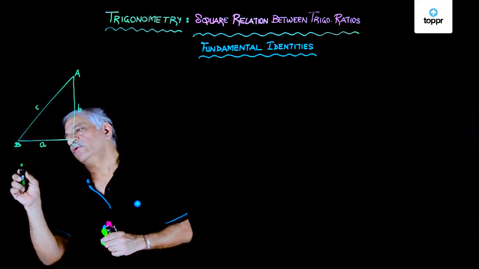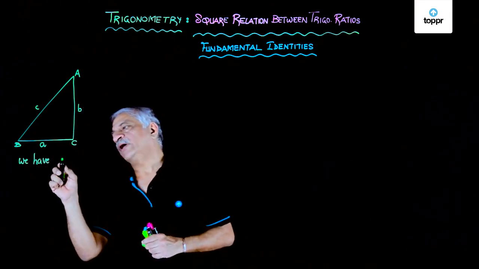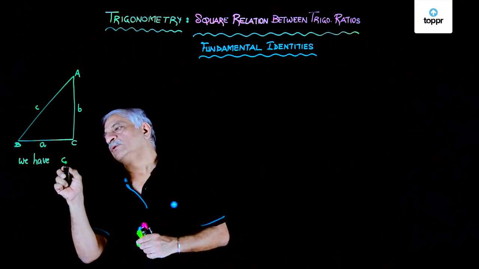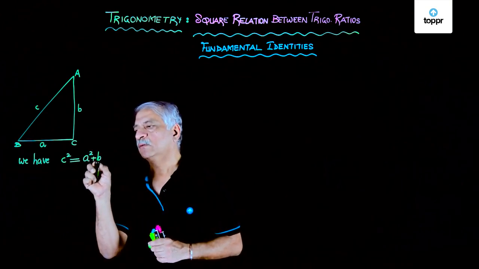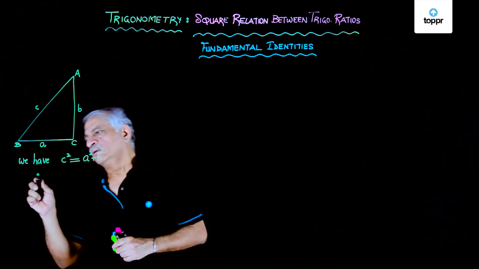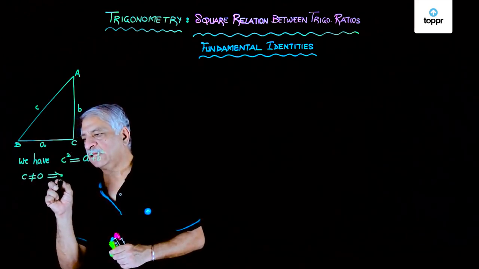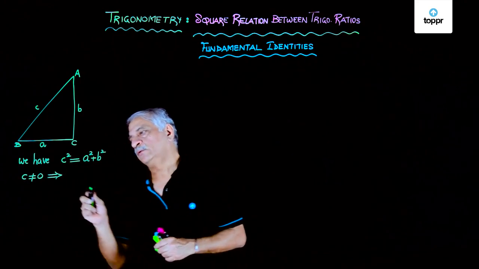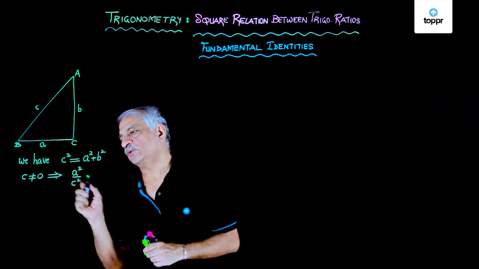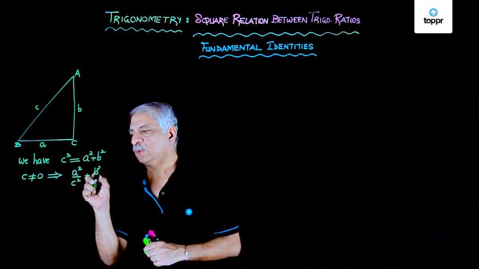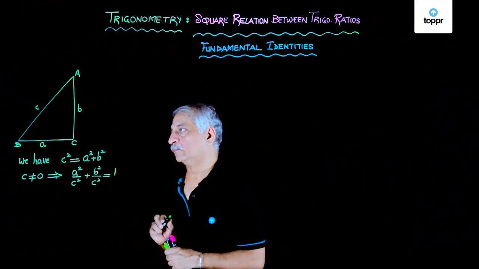So we have, from Pythagoras theorem, C square is equal to A square plus B square. Definitely C is not equal to 0. I can divide by C square. This implies A square upon C square plus B square upon C square is equal to 1.